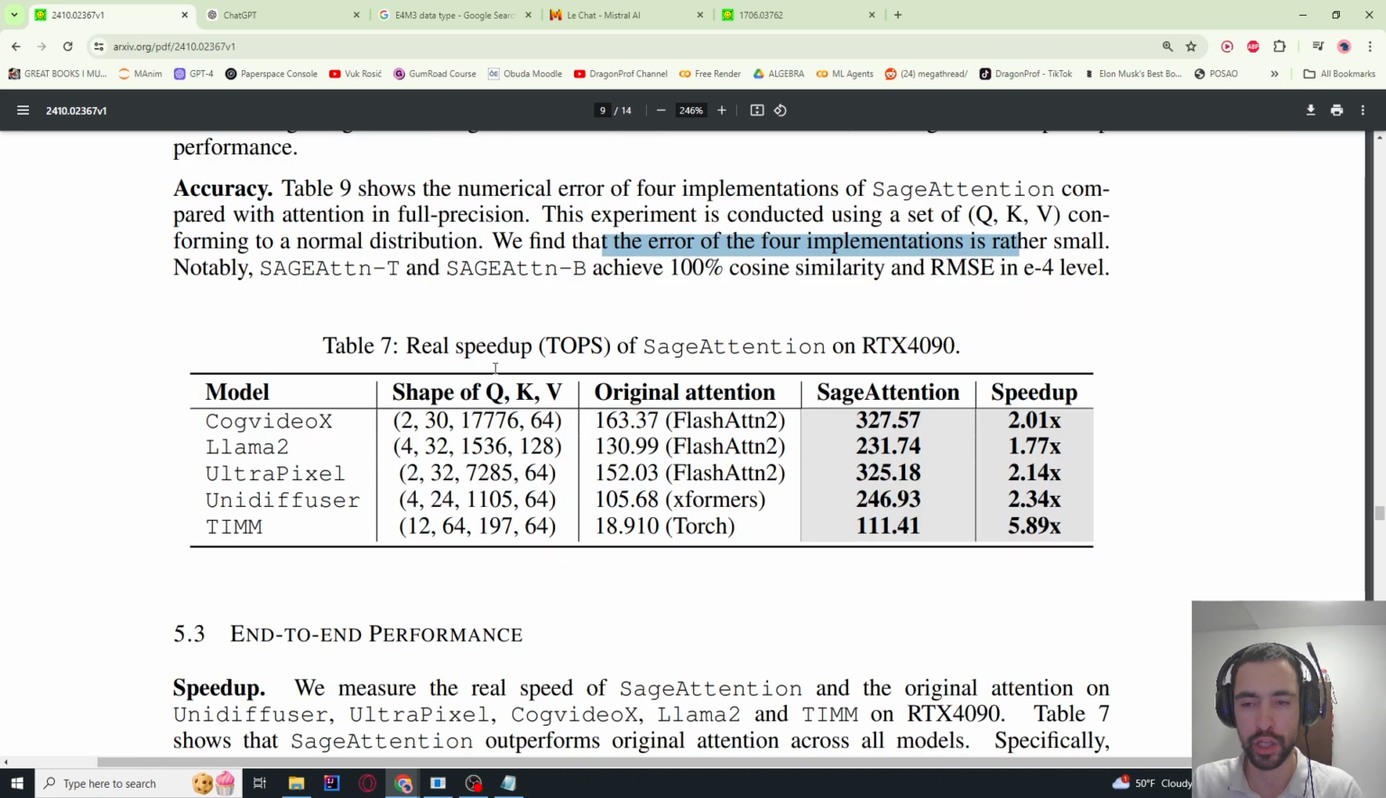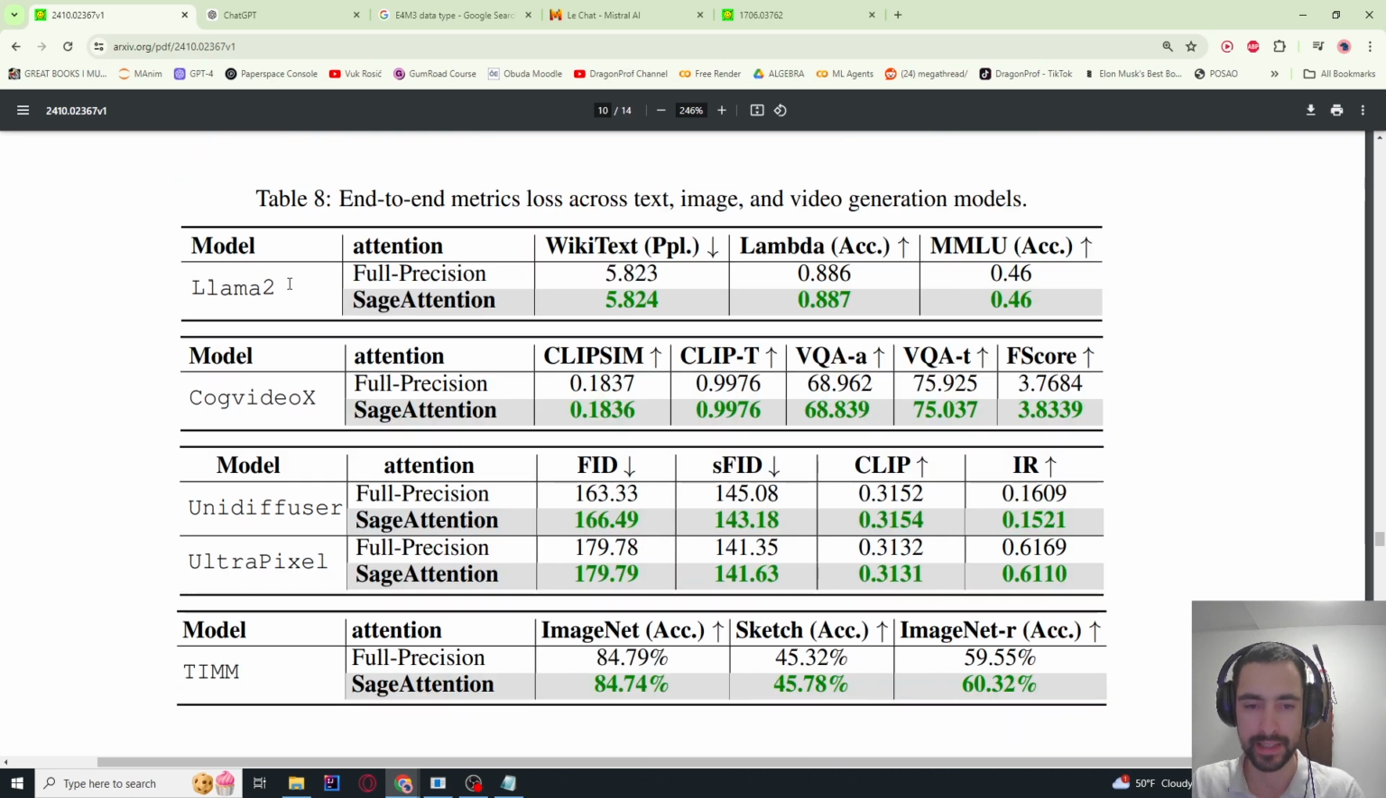In the table below they show speed. So these are the models again, and then we have shapes of QKV, and then we have original attention speed in tera operations per second, and then SageAttention is like 2x higher, and here it's like almost 6x higher. But this is because it's using torch here, so I'm guessing there is no FlashAttention, it doesn't work for this one.